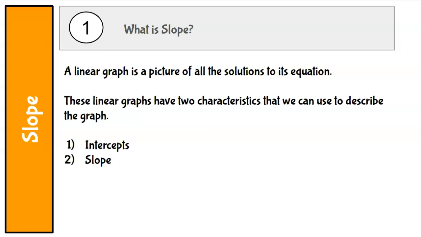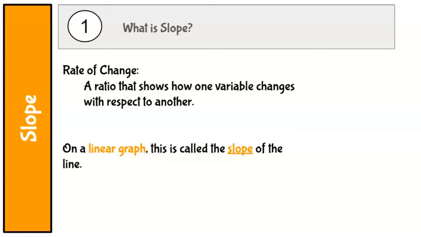And in this lesson, we're going to talk about slope. So what is slope? Slope is a rate of change, and a rate of change is a ratio that shows how one variable changes with respect to another. So rate of change might be how fast somebody's going over time, or how many roses someone sells per hour. That's a rate of change. How fast are things changing? That's what a rate of change is. On a linear graph, this is called the slope of a line, and the rate of change is consistent the whole time. Things are changing at the same rate the entire time.